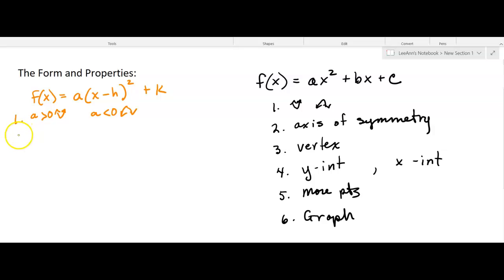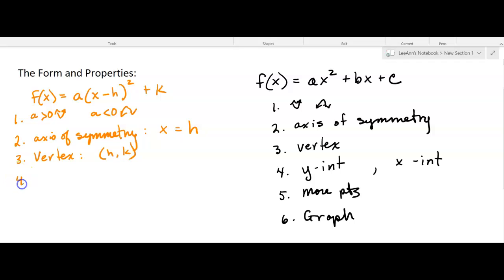Okay. To find the axis of symmetry, it's going to be the line x equals h. Okay? So if you know what h is, then you know the axis of symmetry. The vertex is at (h, k). So that's one of the reasons we like this new form we're using, because you can look at it and you know exactly what the vertex is.